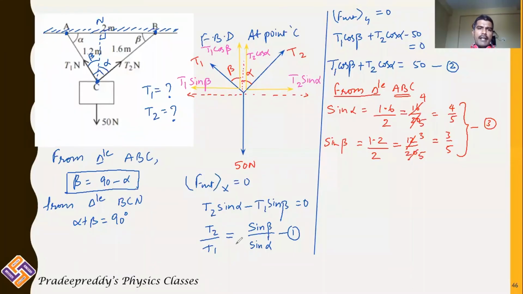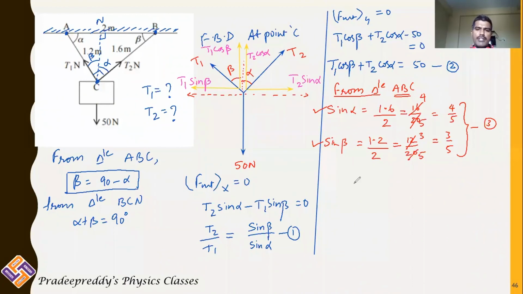See, the bigger triangle ABC is a right angle triangle. From this bigger triangle ABC, I can write sin alpha is equal to opposite side divided by hypotenuse. Opposite side is BC, that is 1.6. Hypotenuse is 2 meter. So 1.6 divided by 2 gives you sin alpha as 4 by 5. Next, from the same triangle, sin beta is equal to opposite side, that is 1.2, divided by hypotenuse AB, which is 2. So this gives you 12 by 20, which is 3 by 5.